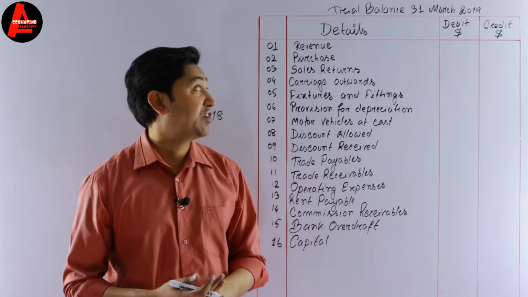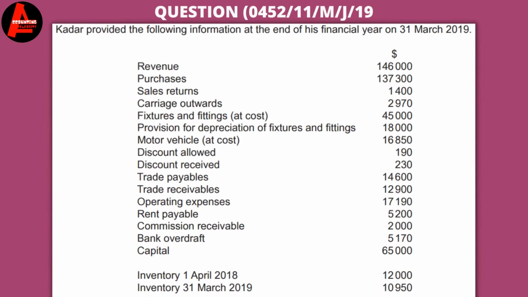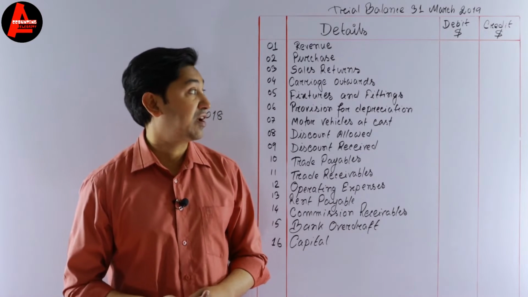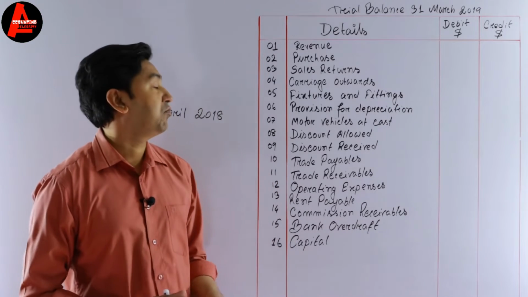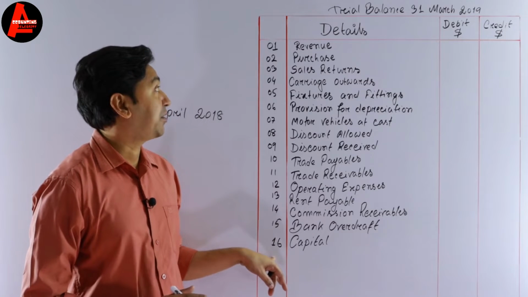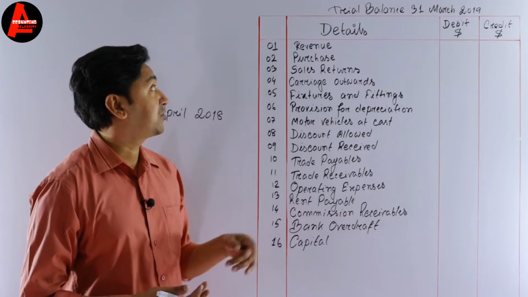So here look at the question on the screen. Kader provided the following information at the end of his financial year on 31st March 2019. So these are the information, and look at the end of the question. There are two inventories. Inventory 1st April 2018, which is $12,000. Inventory 31st March 2019, which is $10,950. So one of these two inventories will be included here in number 17. Let us write this value first of all.